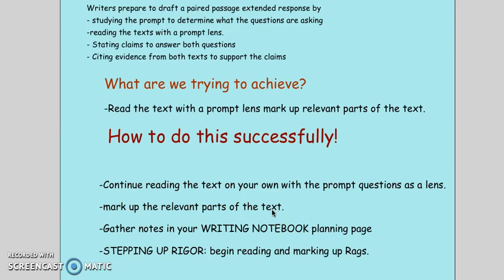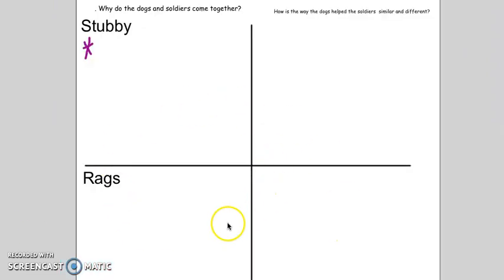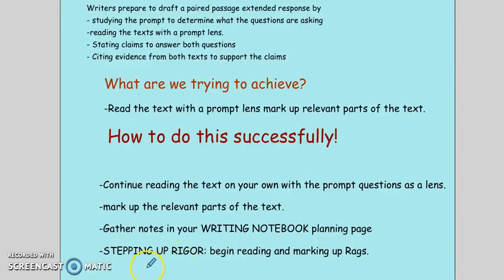Obviously, we already found the part of the text that is relevant to the first question. You are now going to continue reading and find a part of the text that is relevant to the second question. Continue gathering your notes in your writing notebook on the planning page that you copied into your notebook. And if you are all done with everything and you want to step up the rigor, you can begin reading and marking up Rags just like we started marking up Stubby together. Great work. Go ahead and continue this on your own.